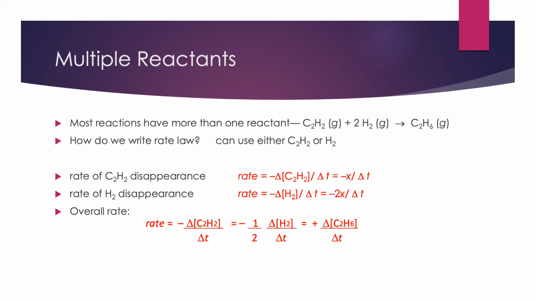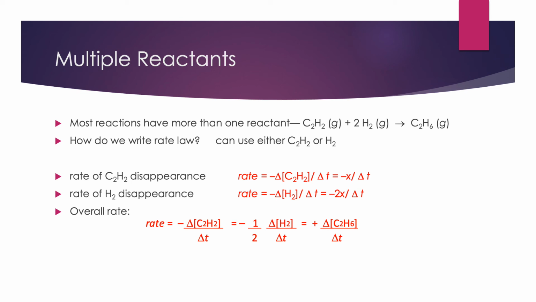So we would write that as negative delta C2H2 over delta T is equal to negative 1/2 times the change in H2 over change in time. Now, just for completeness, I've also written the rate of appearance of C2H6. Since the other two are disappearing, they're negative, but this one is appearing, so it's positive. And one C2H6 is appearing every time one C2H2 is disappearing. So its rate is going to be related fairly similarly to C2H2.